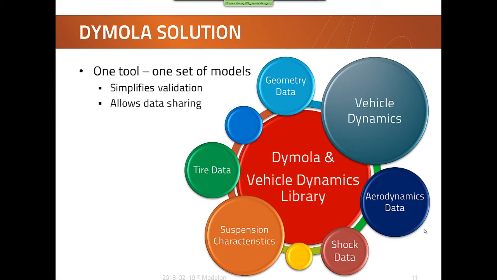So when we started looking around at different solutions, we came across the Dymola solution. What the Dymola solution provided was one tool and one set of models. Because of its scalability, with Dymola and the Vehicle Dynamics Library at the core, we were able to do vehicle dynamics and suspension characteristics in the same application. Because you've got one model, this simplified validation, so you could have your suspension expert work at the suspension level and apply that suspension directly into your vehicle dynamics model. And also, since you had one tool, data sharing became very easy.